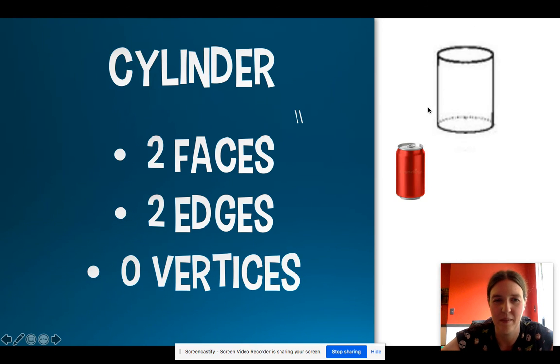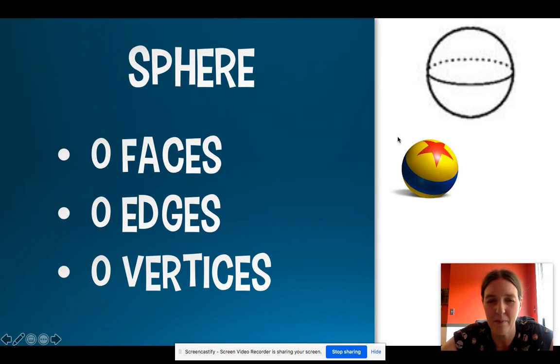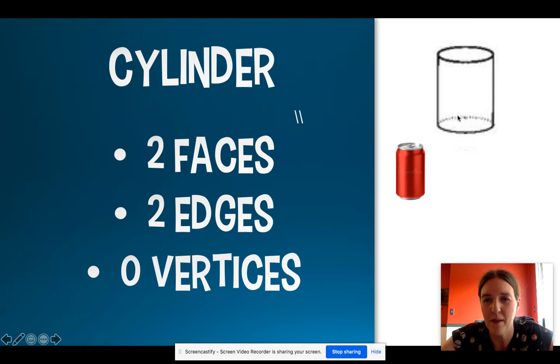A cylinder has 2 faces because it has 2 bases, top and bottom, and they're both circles. We can't call the space between the 2 circles a face because it's not flat. It does have 2 edges around its bases. It has no vertices. There are no points or corners on this shape.